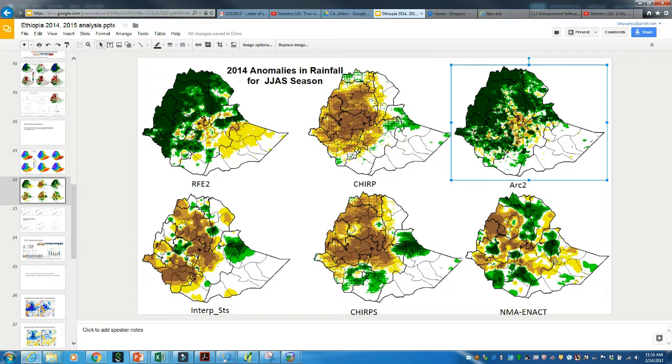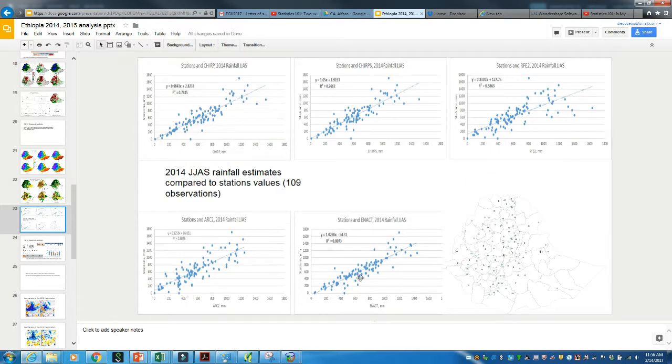So I extracted again the values for the stations that we have for 2014. We have 109 stations, and it's important to note that when CHIRPS was created, we only had 39 stations that went into CHIRPS. But in this case we have 109. So I extracted all the values for each of the estimates for those 109 stations, and these are the scatter plots. The scatter plots don't tell us much difference between them. The scatter plot for RFE is a little more scattered on the high values, but the difference is not very big.